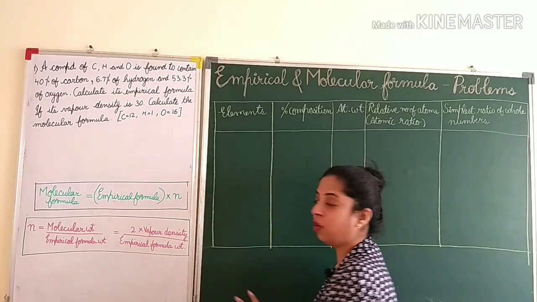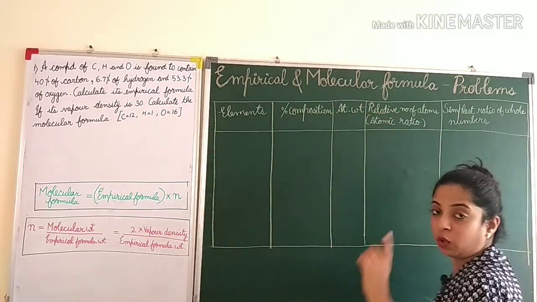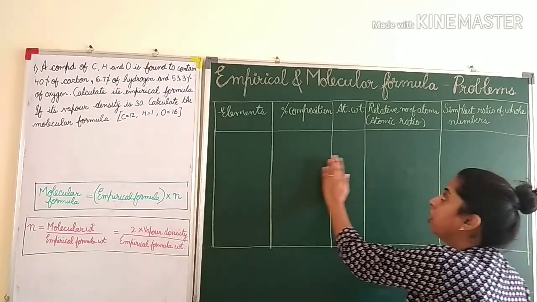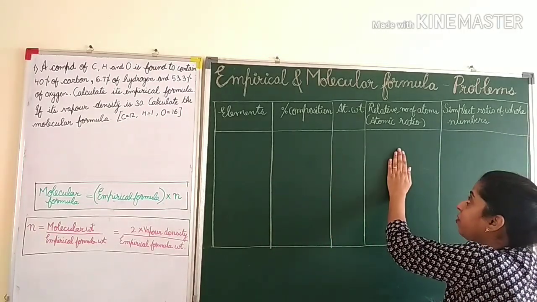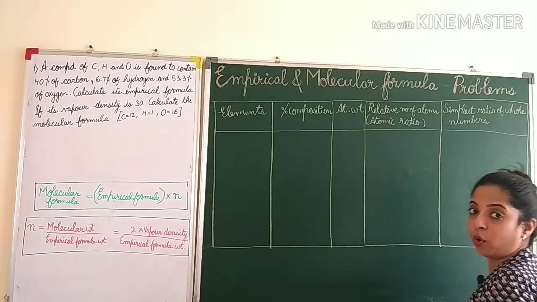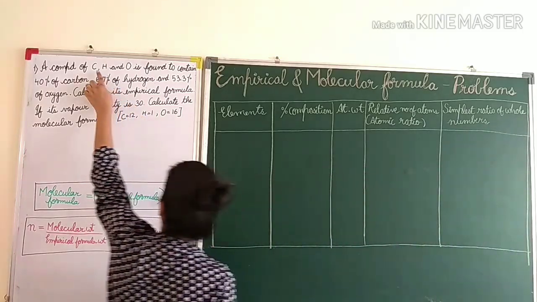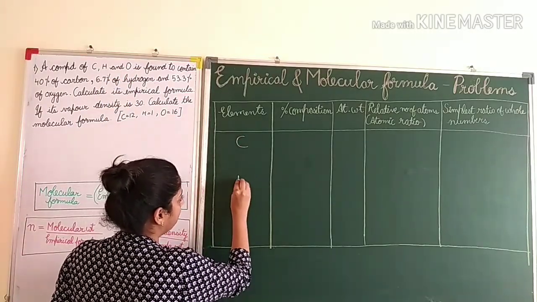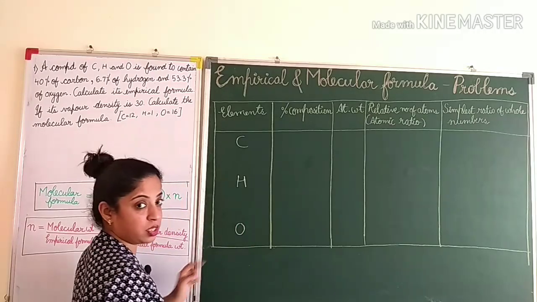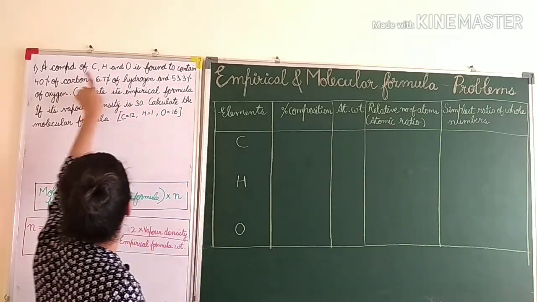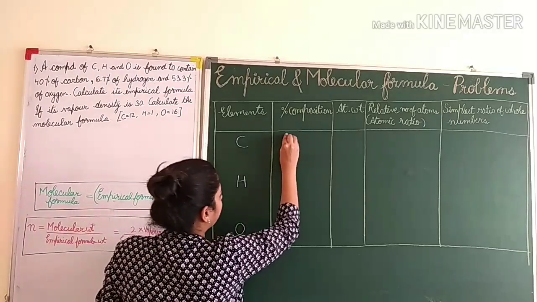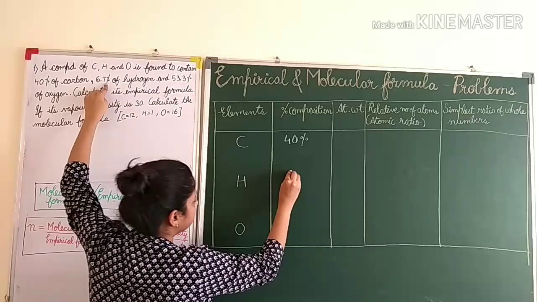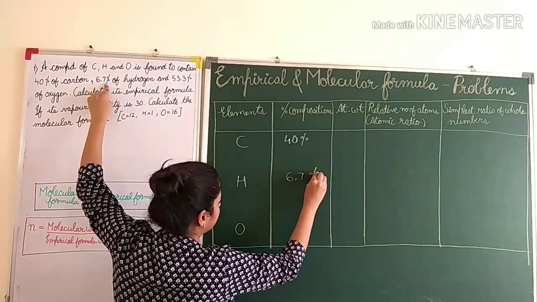So children, first of all what we will do is make this table. You will have to learn it: first we write elements, then percentage composition, then atomic weight, then relative number of atoms, and then simplest ratio of whole numbers. So let us begin. Look at the elements carbon, hydrogen and oxygen. First I write carbon, hydrogen and oxygen in the elements column. Now what is the percentage composition of carbon here? 40%. So I will write 40% here. Of hydrogen it is 6.7%. So I will write 6.7% here.